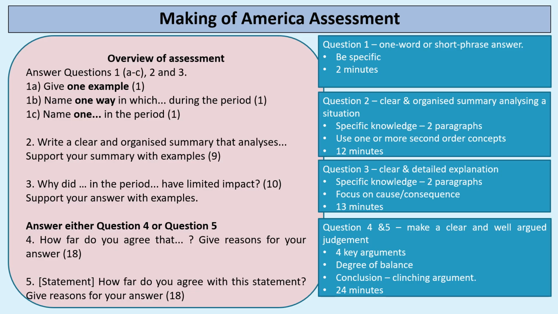Just a reminder about how you'll be assessed on Making of America. Same style of questions as you get for People's Health. 3 gateway questions. Question 2 is write a clear and organised summary, where you need to be able to link that really clearly to one or more second order concepts. 2 clear paragraphs. Question 3 is a cause or consequence question. Again, 2 key paragraphs. And then question 4 or 5, you've got a choice for that question. It's your 18-mark question. You need 4 key arguments, a degree of balance, and a conclusion with a clinching argument.